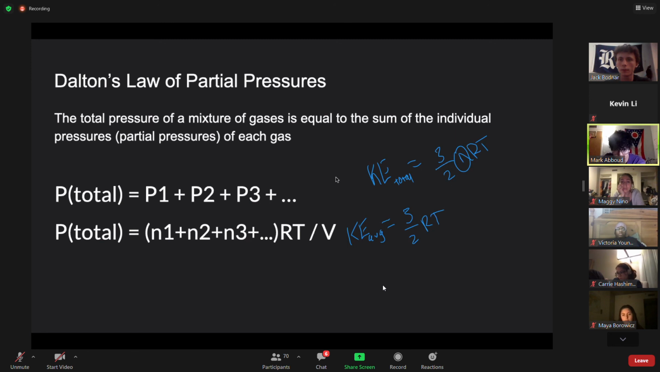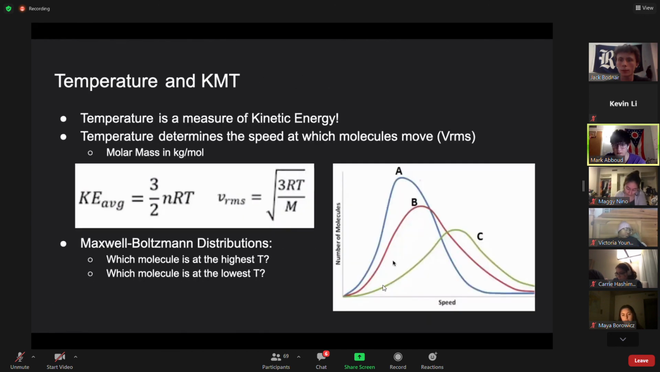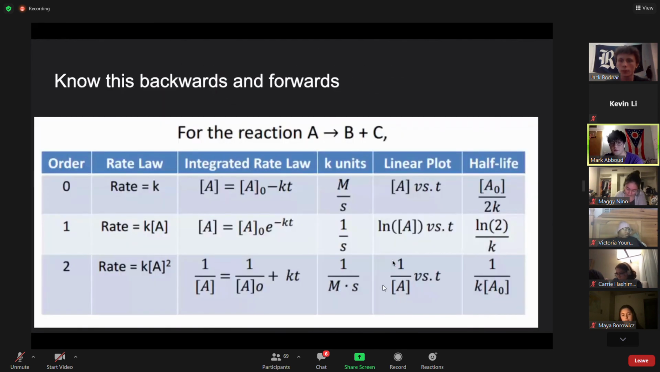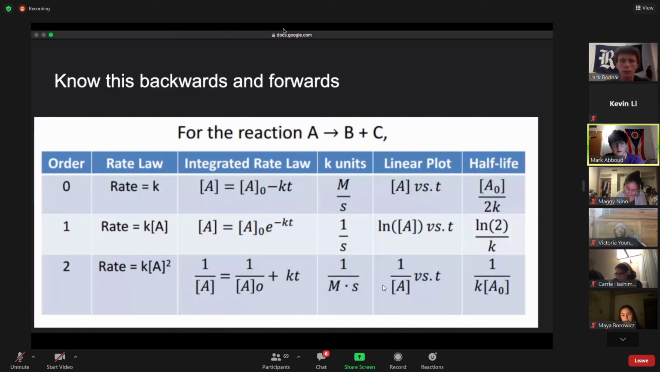Okay, why does half-life increase with time for a second order reaction but decrease with time for a first order reaction? I'm not sure if that's in the scope of this class. Jack, do you know?